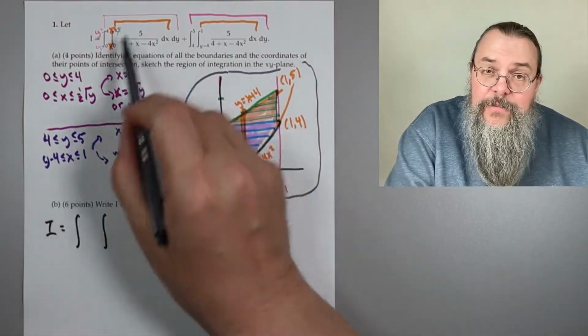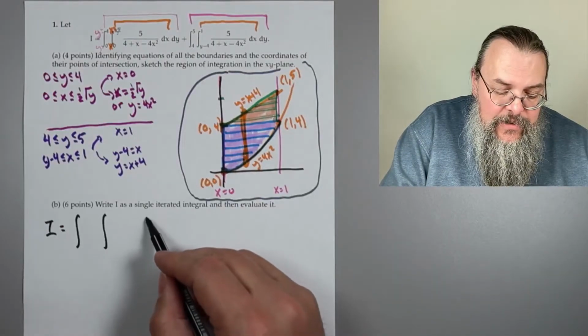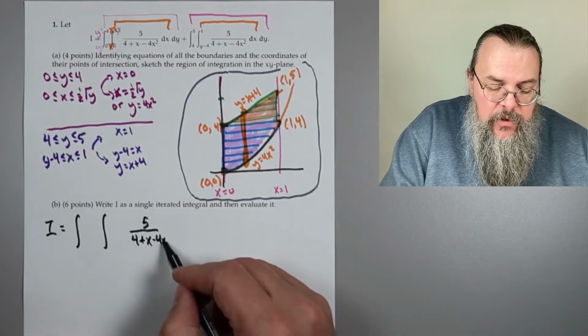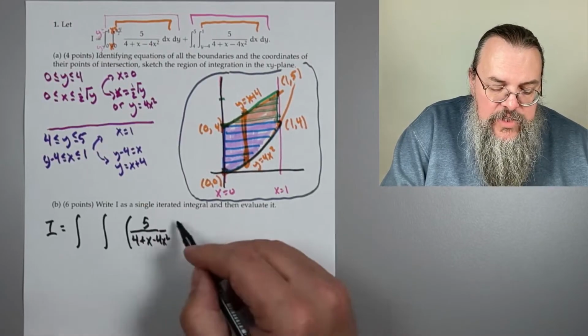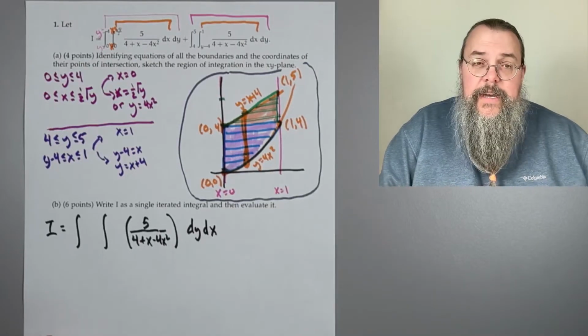The inside expression, no change. So we're still integrating this 5 over 4 plus x minus 4x squared. So the inside hasn't changed. The way we slice has changed, so we have the dy dx.